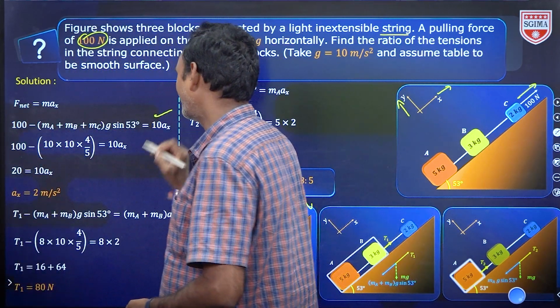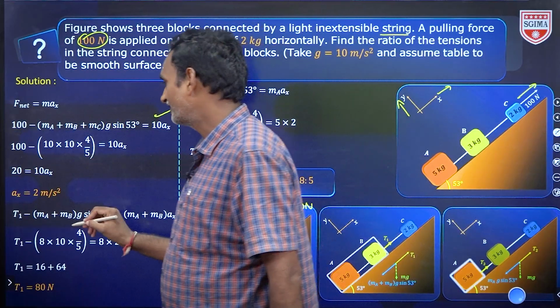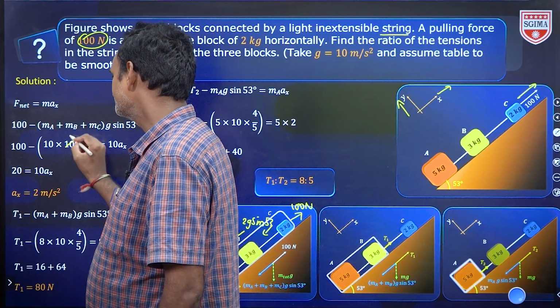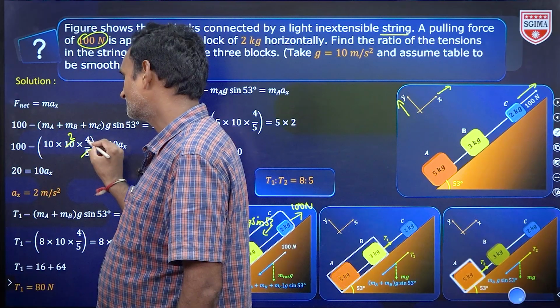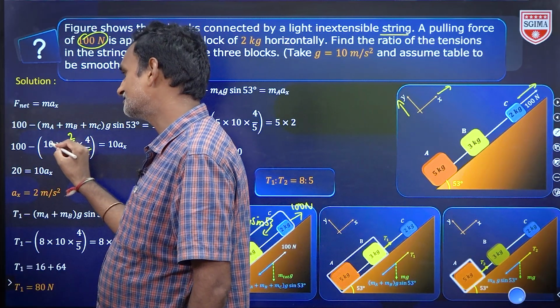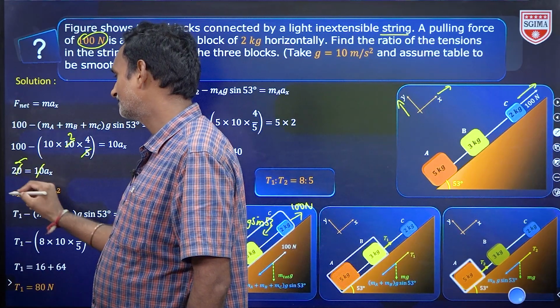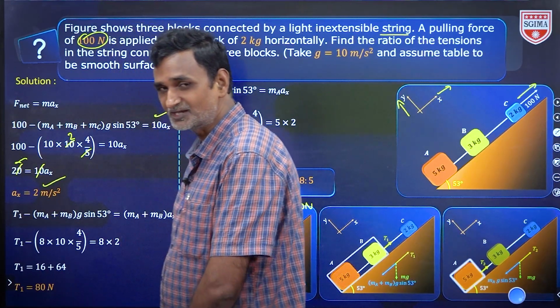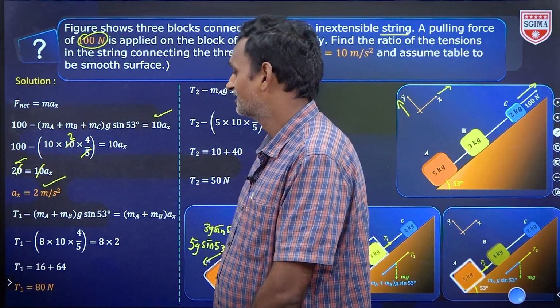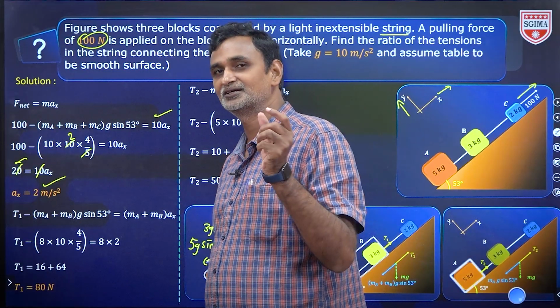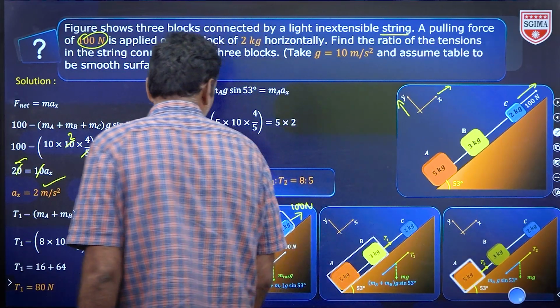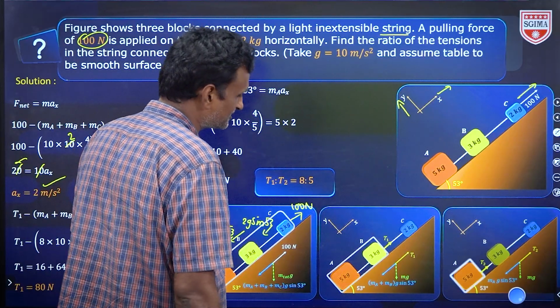So 10 into acceleration. On simplifying here, 5 2s are 10, 4 2s are 8, 8 10s are 80. 100 minus 80, how much? 20. So we can take acceleration as 2 meter per second square. Okay. So after that, we need to find the tension T1. In the second case, you can check.